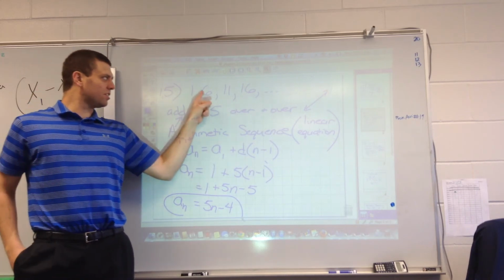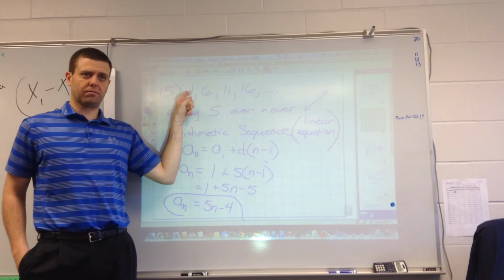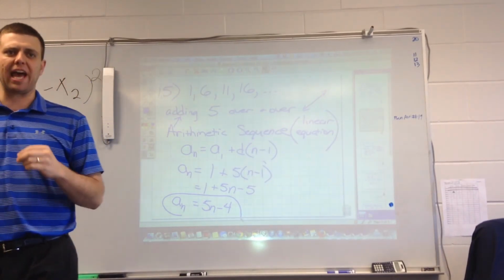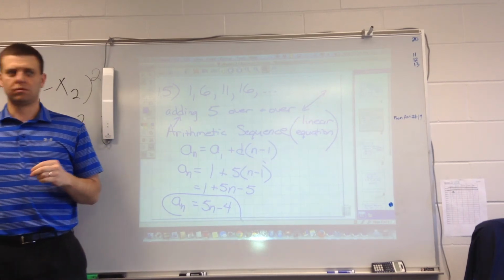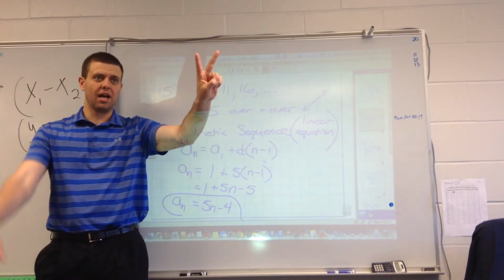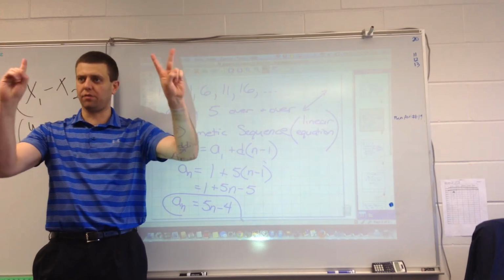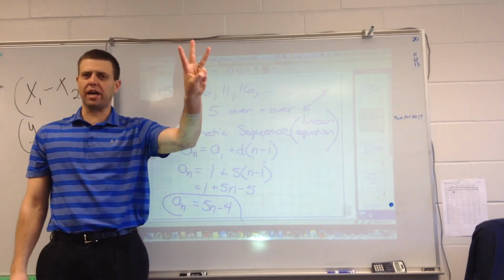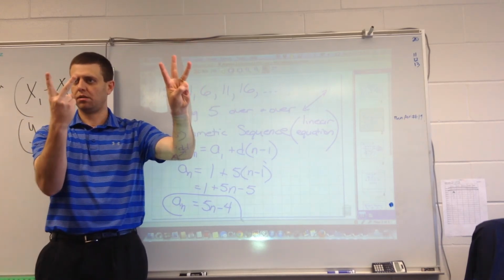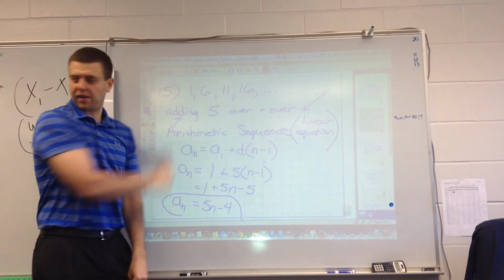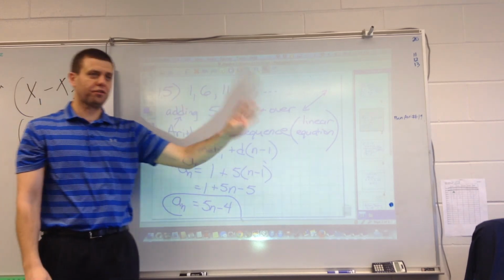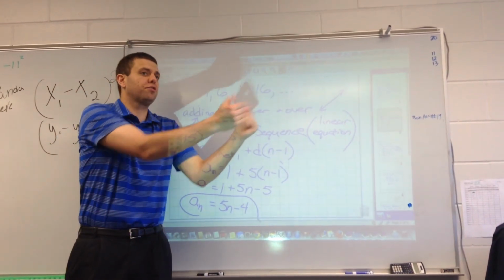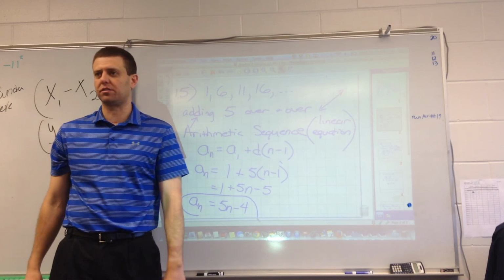Now, to get to the second term from the first term, how many times would you have to add the difference? Once. To get to the second term, I just had to add the difference, the 5, one time. To get to the third term, how many times would I have to add the difference? Twice, plus 5, plus 5. To get to the fourth term, how many times would I add the difference? 3 times. To get to the 100th term, how many times would I have to add the difference? 99.